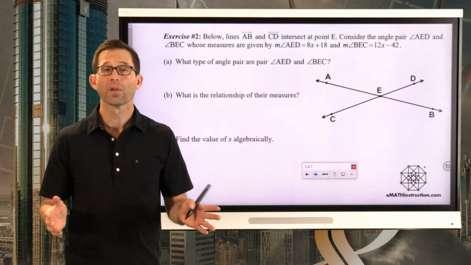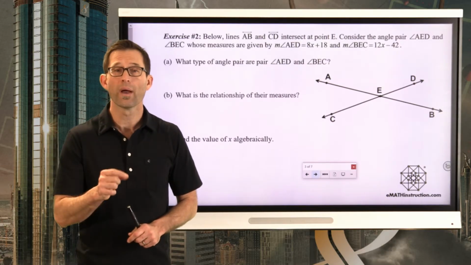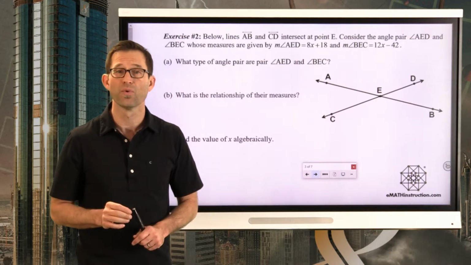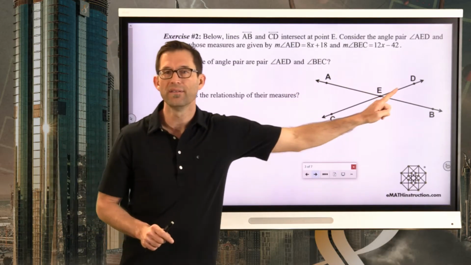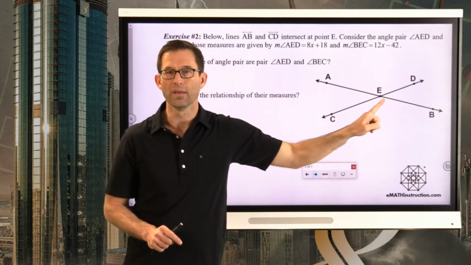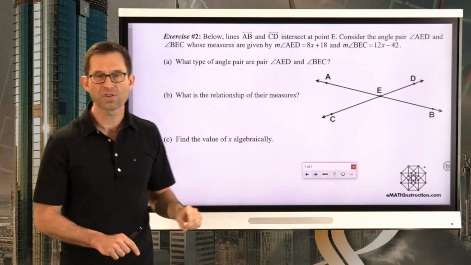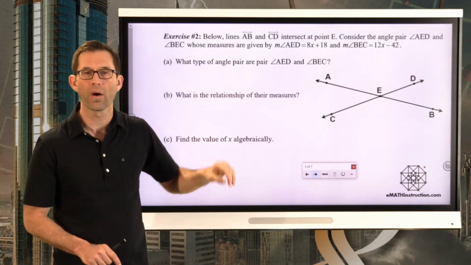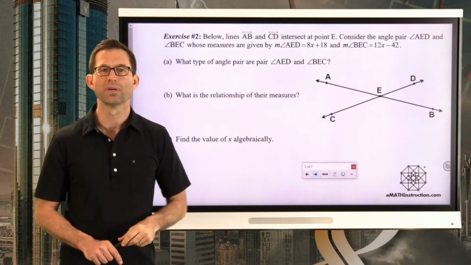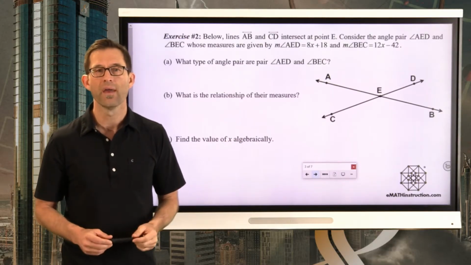All right, so in the last problem, we were dealing with an angle pair that was supplementary. The two angles were supplements, meaning that they added up to 180. This time, though, we're talking about angle AED and angle BEC. So, I'd like you to pause the video and actually answer both letter A and letter B. What type of angle pair are they, and what's the relationship between their measures? Pause the video now and see if you can answer both A and B.